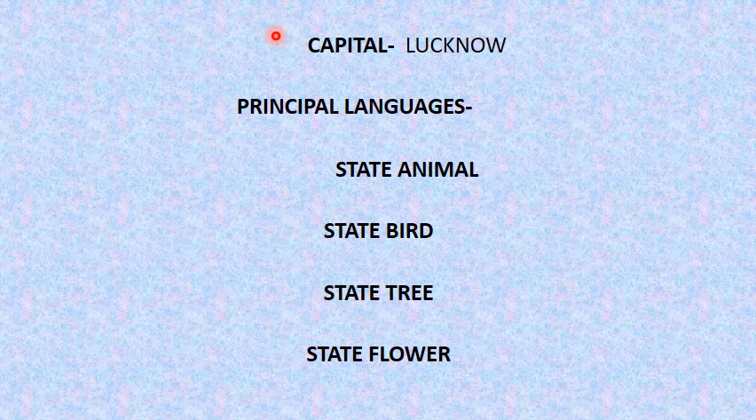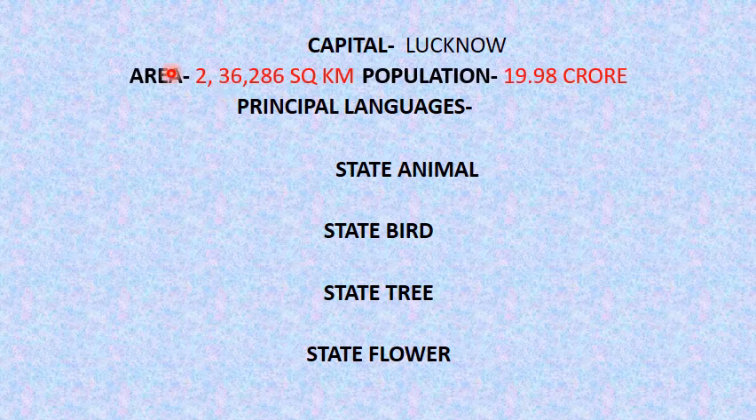Capital of Uttar Pradesh, now area 2,36,286 square kilometers, population 19.98 crore. Since the 2021 census data has not arrived as yet, this data pertains to the 2011 census.